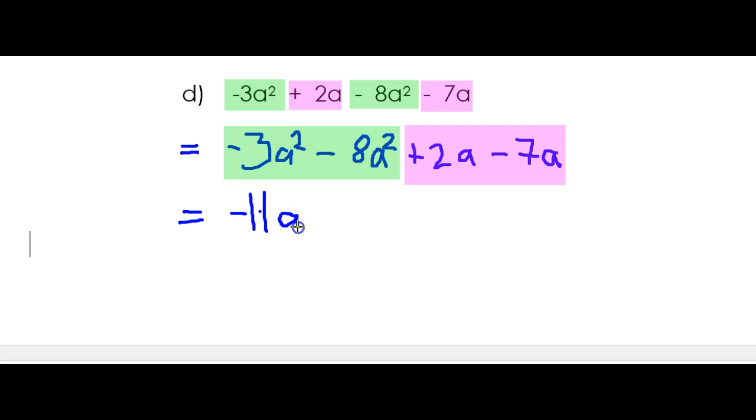So negative 11a squared. Now I have positive 2a, take away 7a. That gives me negative 5a. And again, like I said earlier in this video, if you feel the need to use a calculator to verify some of your integer calculations, by all means, go ahead and use that calculator to double check. Question done. Can't combine my a squareds with my a, so I am all done.